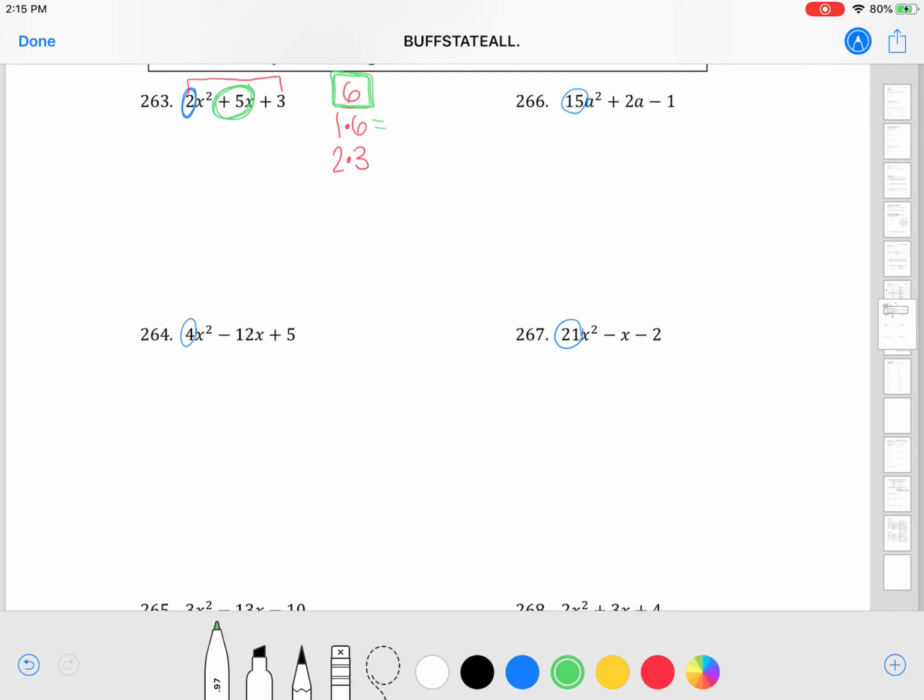If I add 1 and 6 together, I get 7, so that doesn't work. If I add 2 and 3 together, I get 5. This is the ideal pair I want. It's the pair that multiplies to 6 and adds to 5.